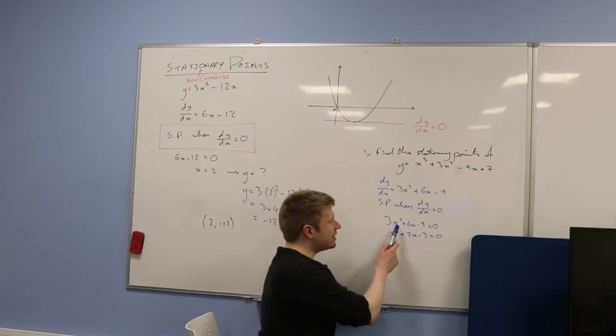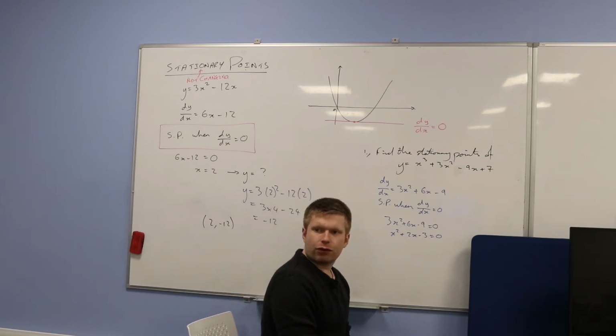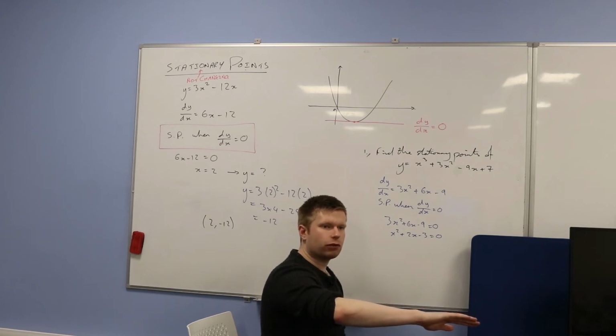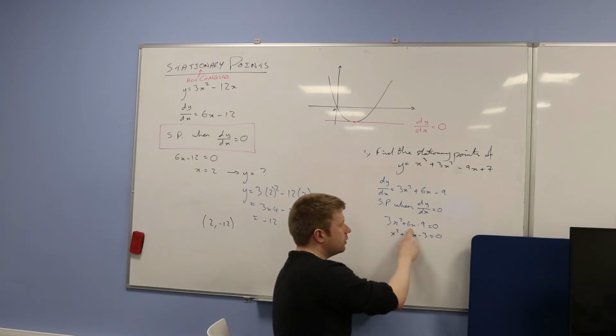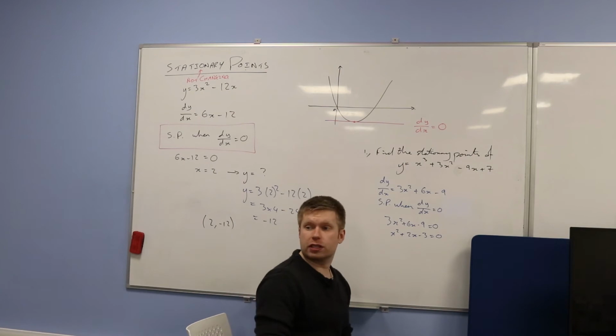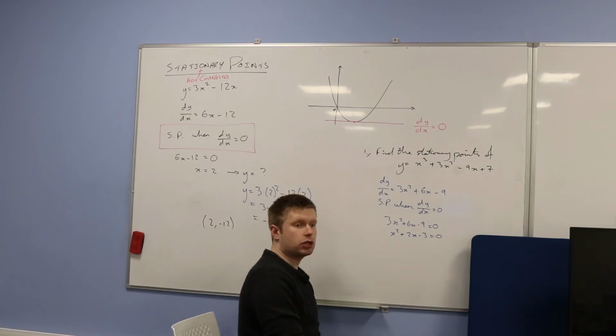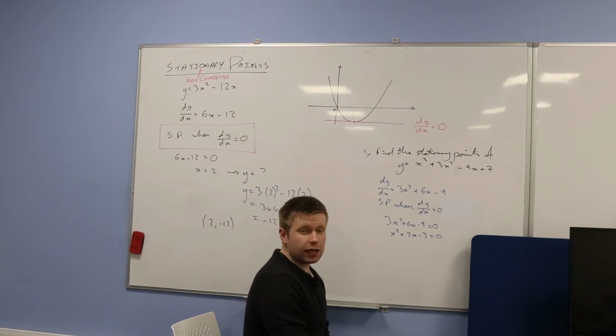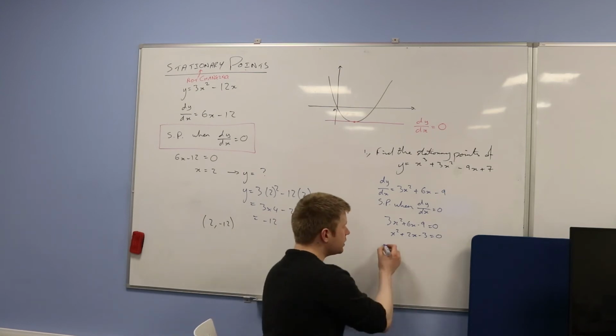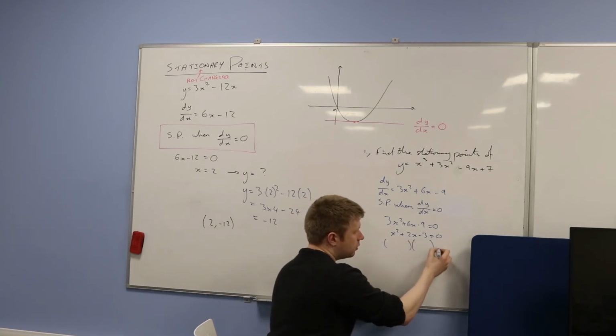So yeah, you notice that everything has a factor of 3 in. So if you divide through by a factor of 3, you get x squared plus 2x minus 3, and 0 divided by 3 is still 0. So it's a slightly easier equation to solve. This is just a quadratic. You can just factorize this into 2 brackets.